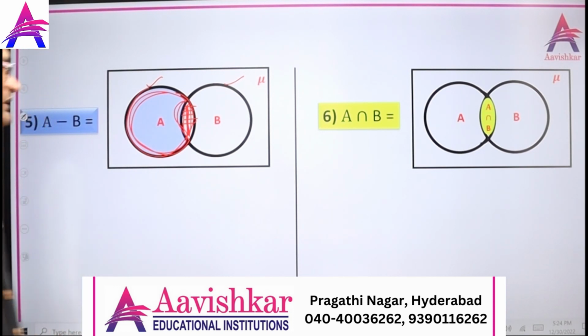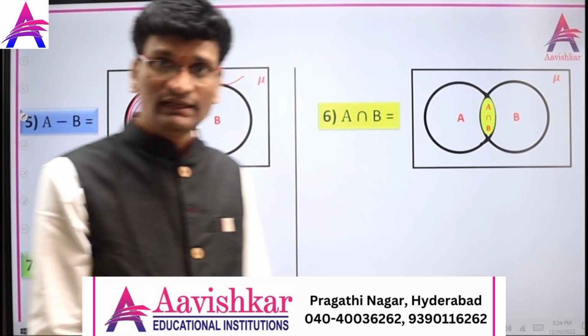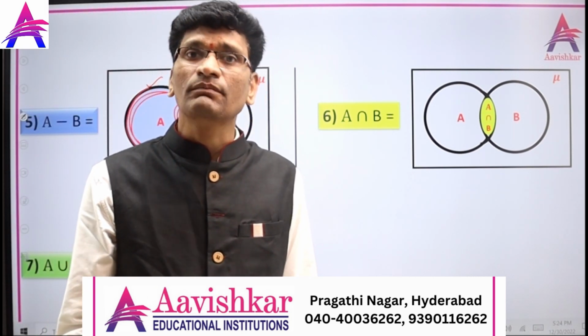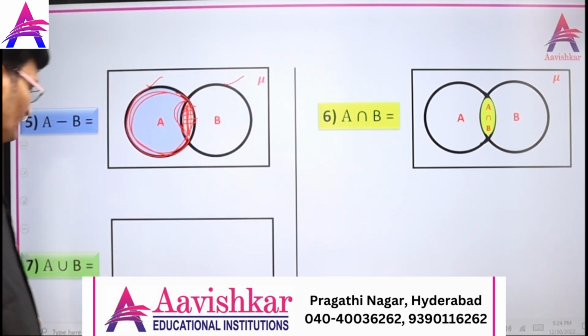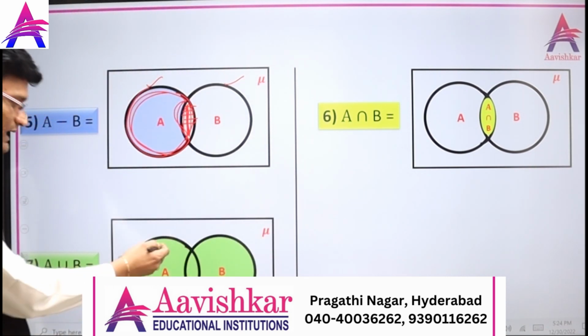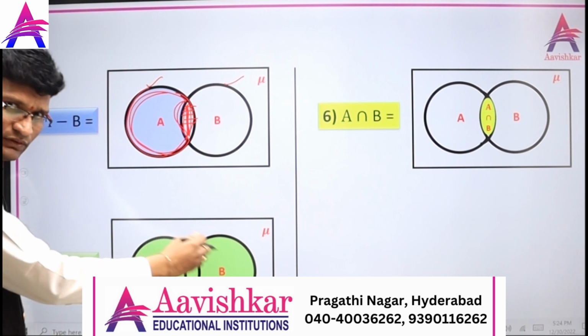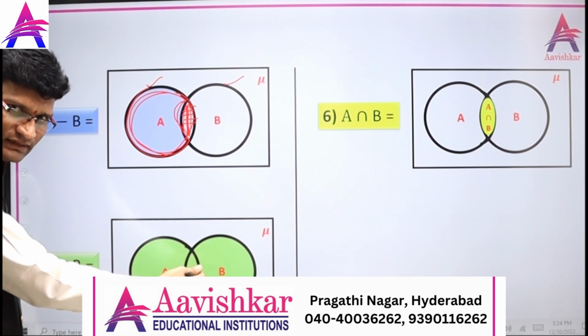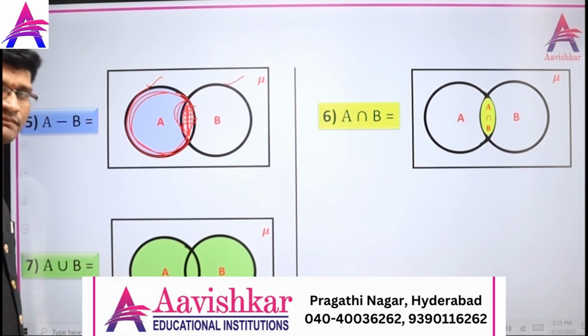Okay. Now let us see one more. That is A union B. A union B means either A or B or both. Let us see. This is the universal set and A and B. It means we have to shade the complete two circles. Then we say it is A union B.